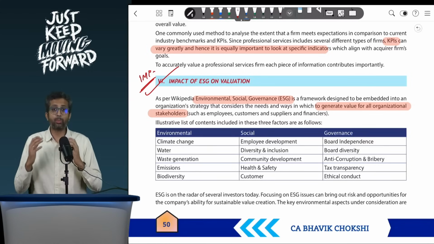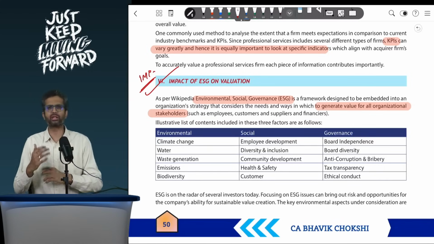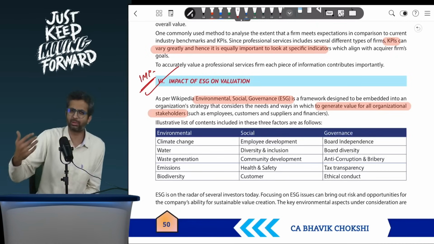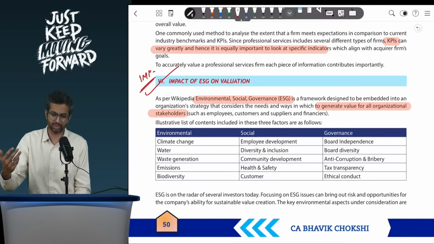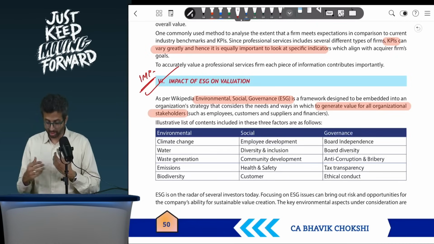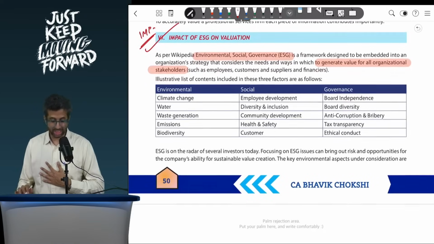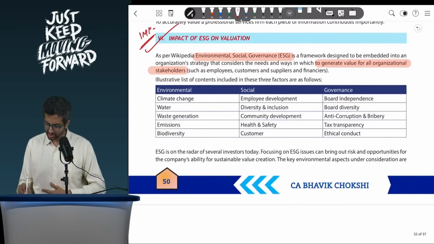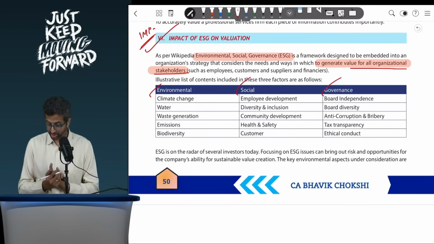Governance: is the board fairly independent? Are they trying to siphon off money for the management, etc.? So that is corporate governance. These three are fairly important things. So when you look at ESG, you generate value for all organizational stakeholders, with environmental examples, social examples, and governance examples.